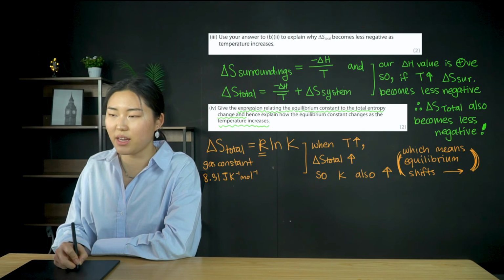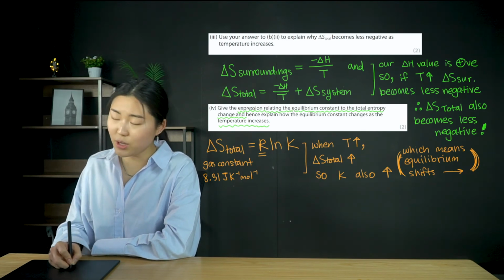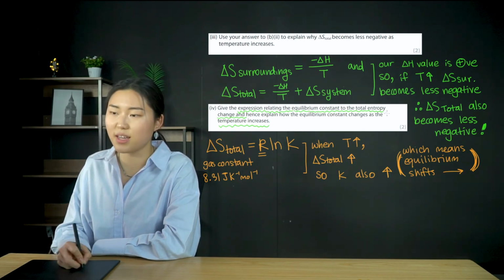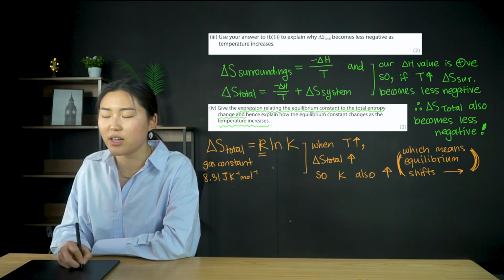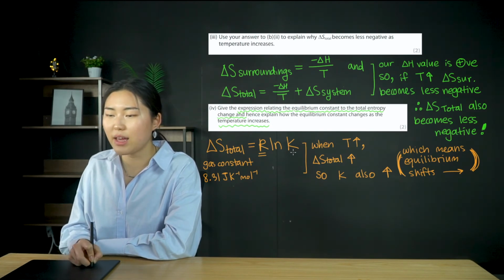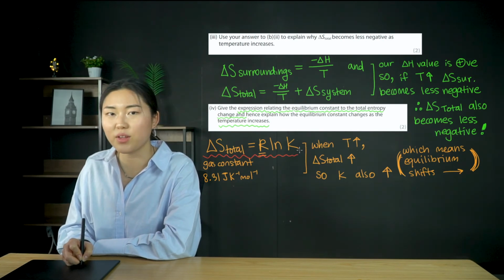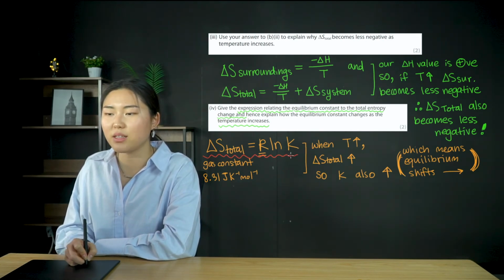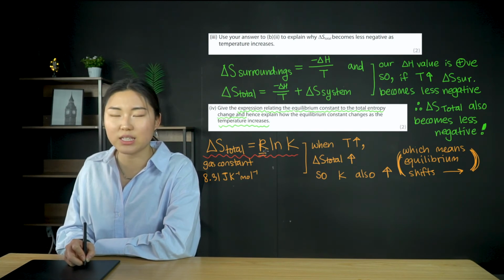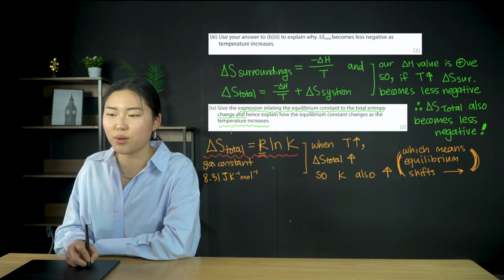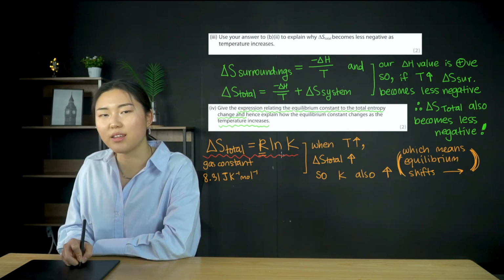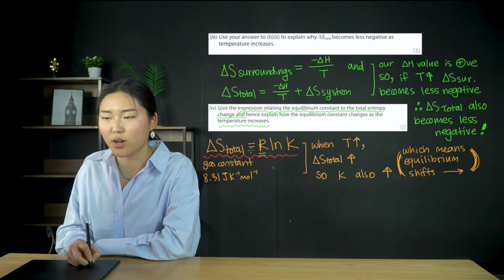So give the expression relating the equilibrium constant to the total entropy change, and hence explain how the equilibrium constant changes as the temperature increases. So this formula here is actually going to be in chemical equilibria, which is topic 13. But there are many questions that relate these two, the equilibrium constant and delta S total. So this is the formula that you will be learning in chemical equilibria. So delta S total is also equal to R ln K.